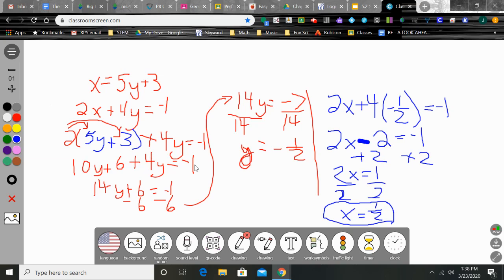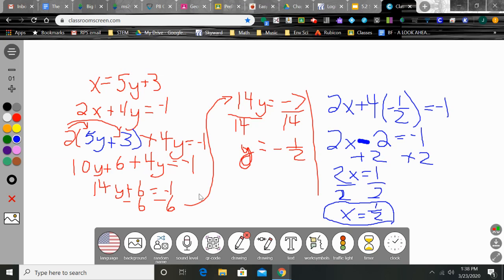Okay. So if we were to plug 1/2 in for x and negative 1/2 into y, it will work each time. So if we think about it, 2 times 1/2 is 1, right? Plus 4 times negative 1/2 is negative 2. So 1 plus negative 2 is negative 1. Or if I come up here, if I plug in 1/2 here, 1/2 is equal to 5 times negative 1/2, which would be negative 5/2, plus 3. Well, 3 is 6/2. So negative 5/2 plus 6/2 equals 1/2, which is what that is.